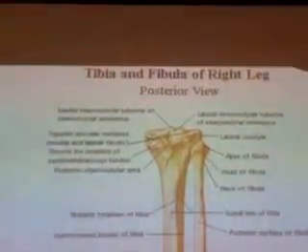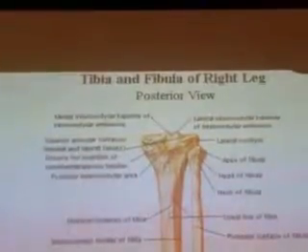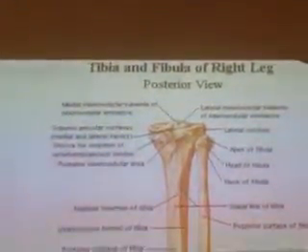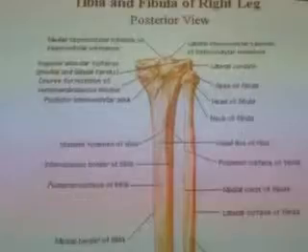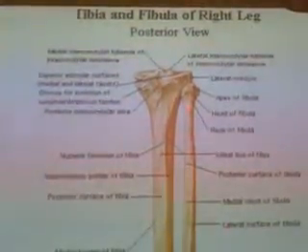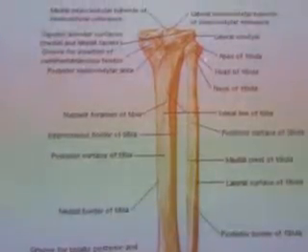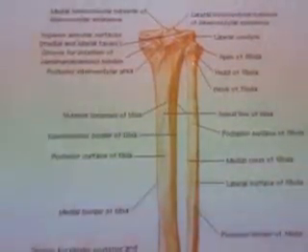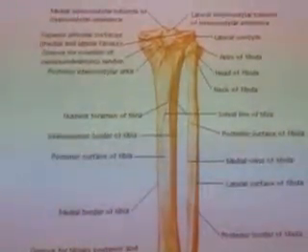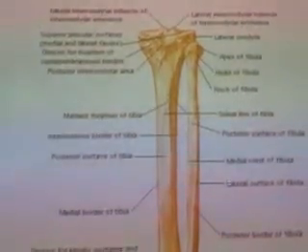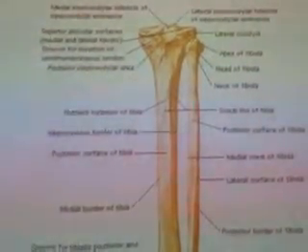Then we have the posterior surface of this tibia all the way down. And here we have the medial malleolus coming to the fibula. As you can see, this is the apex, this is the head, and the neck of the fibula. The neck of the fibula, as your friend said, has a very important relation to the common peroneal nerve.